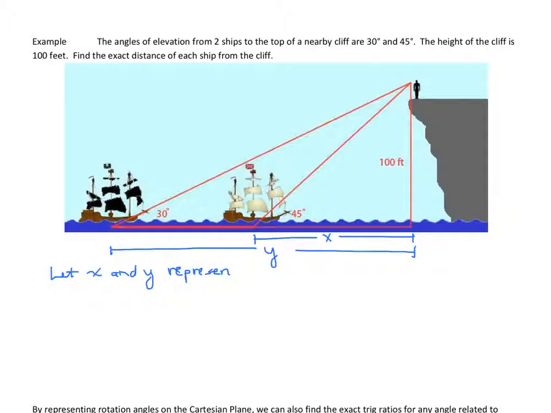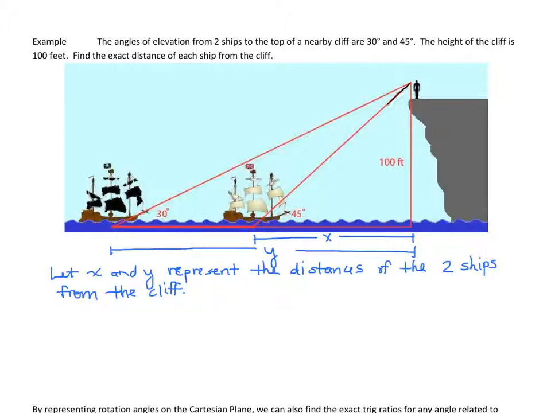Let x and y represent the distances of the two ships from the cliff. Okay, there we go. So let's start by trying to find the length of side x, so the distance of the closer ship from the cliff.